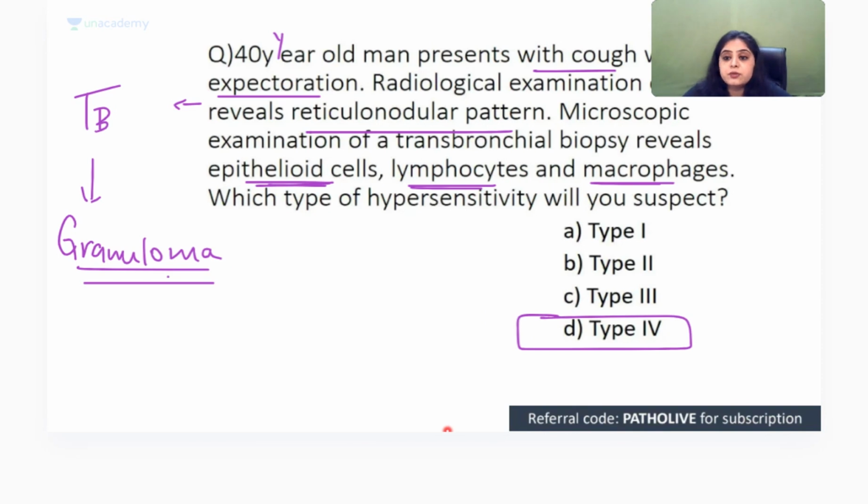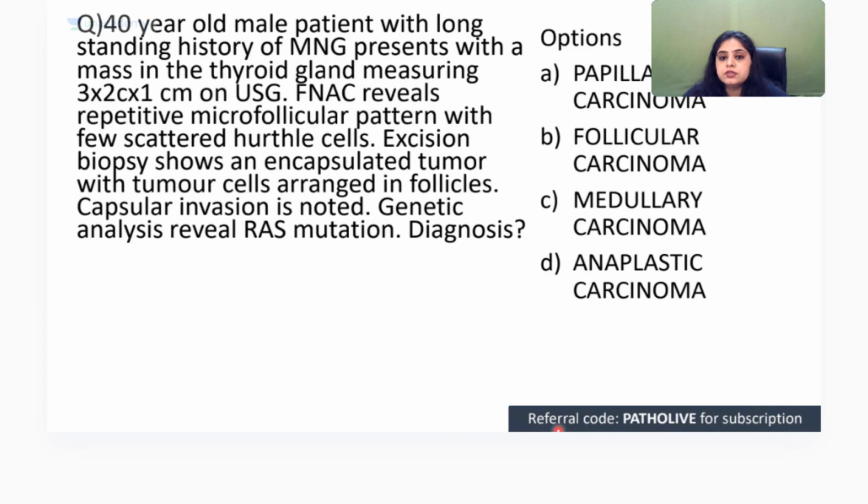Come on, this was one of the easiest questions. This was type 4 hypersensitivity. Not spending more time on it. This was a quick one. Let's go on to this question, and here I'll give you 30 seconds to attempt. Here you go.